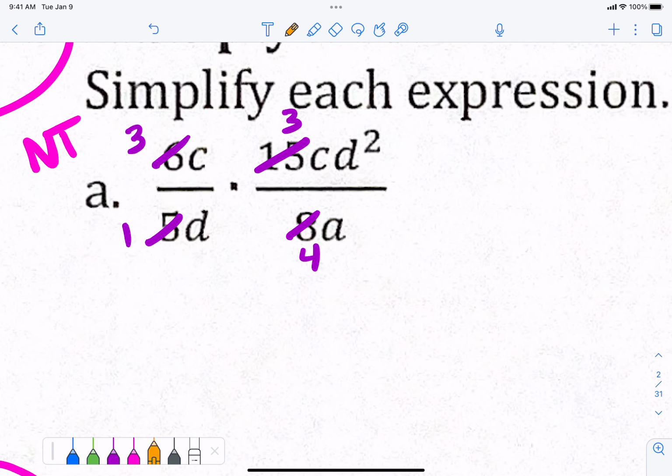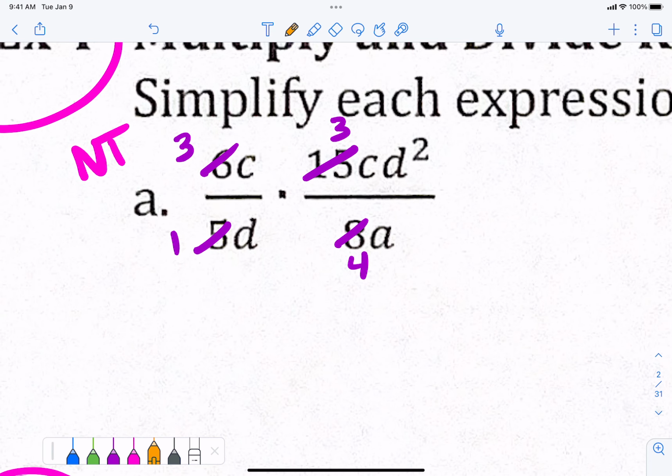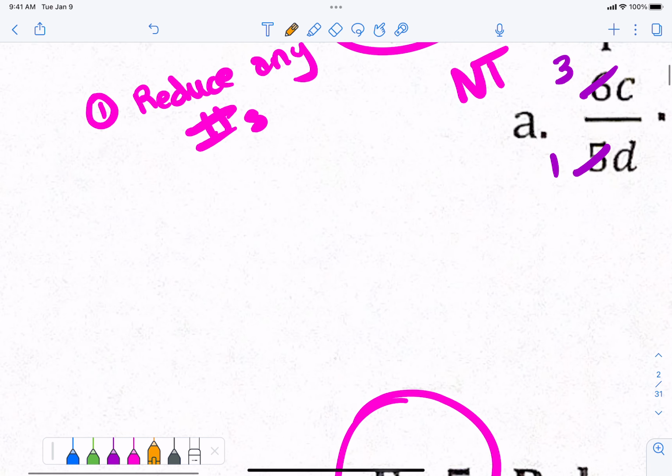Okay, my very next step. I understand that you can cancel this D with one of those, right? Or you can do some canceling with variables and stuff. But at a certain point in time, when I start canceling, I lose track of where my handwriting even is. So the very next step that I do is I clean it up.